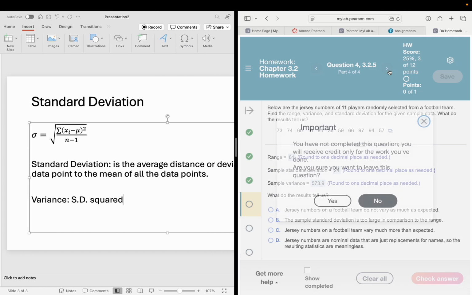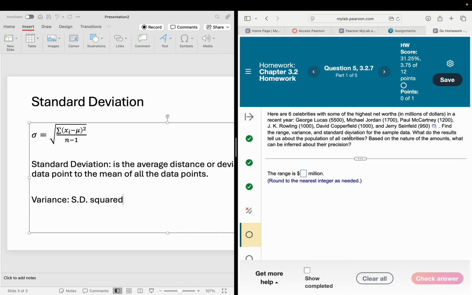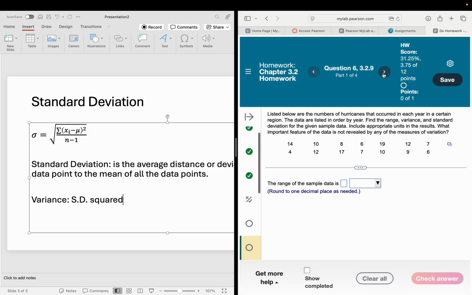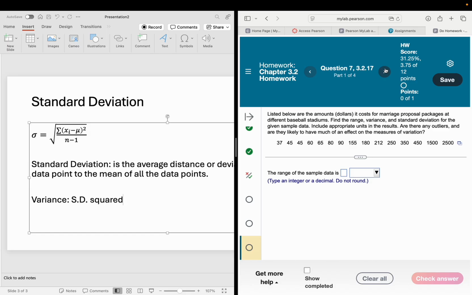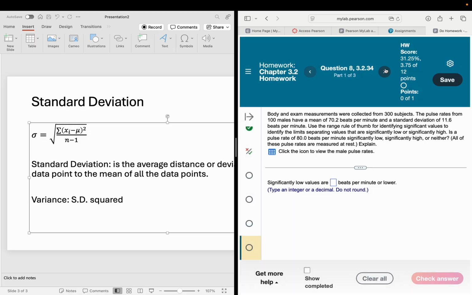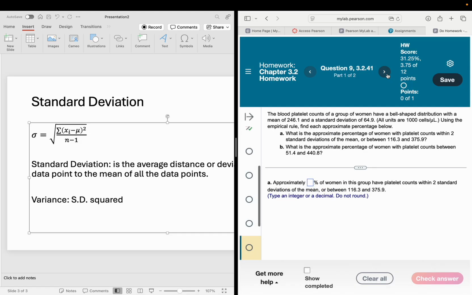Awesome. Once again, we talked about Jersey numbers, so we'll skip that for now. All right. This one again is going to ask you about range, variance, standard deviation, and then they're going to ask about all celebrities. Be careful because we already talked about that before. Up next, again, they're going to ask us about range, variance, standard deviation, and you have StatCrunch to do all of this. Do we have anything else? Another significantly low, significantly high. They want the range rule of thumb. Remember that that's minus 2 standard deviations and plus 2 standard deviations. I think you can do that.